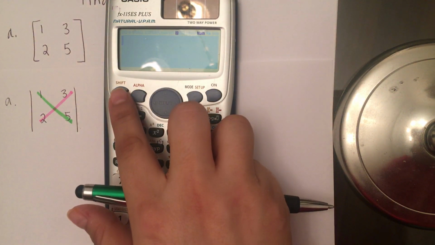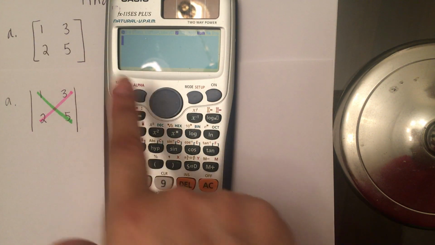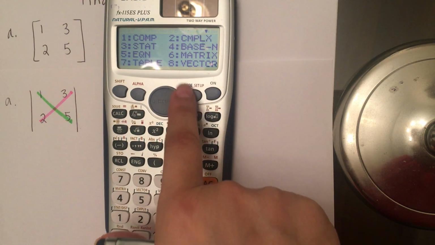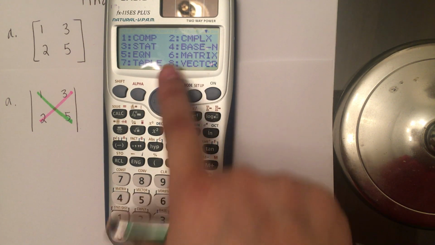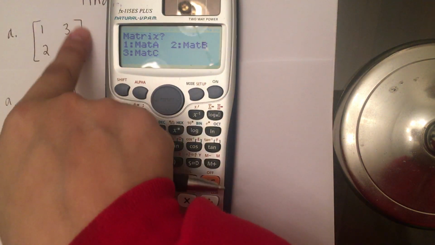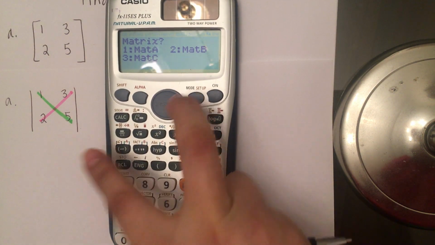But the first thing I want to do is input my matrices. So I'm going to go on Mode, and then click on Matrix, option 6. This is going to let you edit a matrix. So let's say that I want to find the determinant of this matrix. So I'm going to put that one in matrix A.